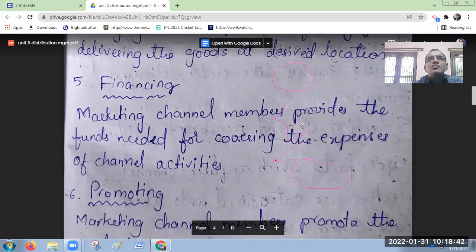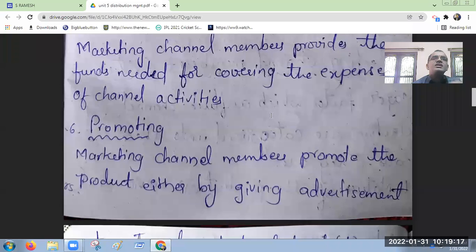Sometimes the wholesaler will lend some money to the manufacturer. If the manufacturer is facing any financial difficulties, he will provide some money to the producer. Similarly, he will provide monetary help to the retailer. The retailer will provide monetary help to the ultimate customer. Nearby kirana shop walas we can see, they will give credit facility to us. They will give the facility of paying money on installment basis also to us. So like this, financing benefits are provided by different channel members.